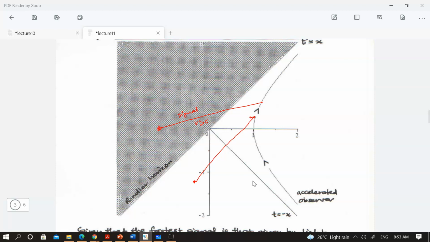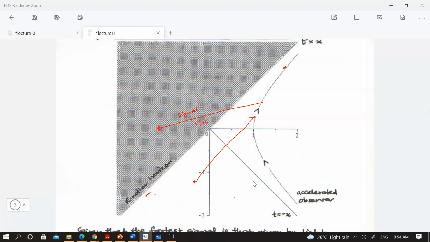So the only way, if you want to send signals, is that it has to be not inside this shaded region. You can send signals here, you can send signals here, or even near this border, I can still send a light signal to reach the observer at this particular point somewhere in the future there. So this horizon, this boundary, is what we call a Rindler horizon.